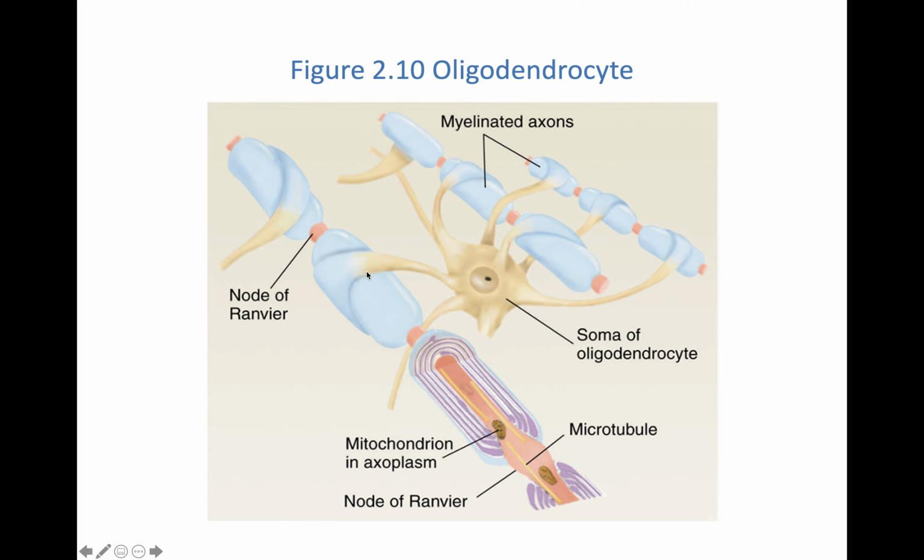It has many arms. These arms go out and they wrap around segments of axon and provide the myelin. So, pretty interesting that the myelin itself is made up of a glial cell. Again, showing us just how important these glial cells truly are to the functioning of your nervous system.